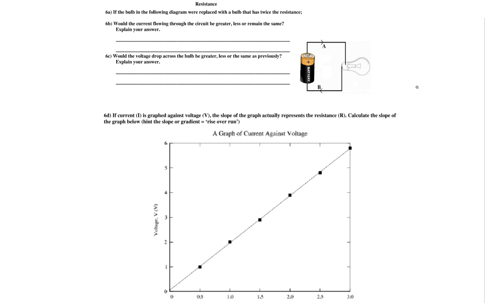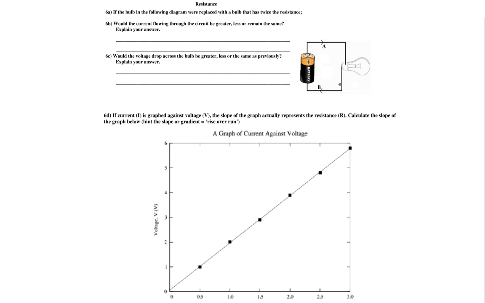But there's one more factor, one more piece to this puzzle, one more aspect that influences this too, and that's called resistance. So we've got a question here, and sorry, the numbering is a bit funny here, there's just two parts. If the bulb in this diagram were replaced with a bulb that had twice the resistance, how would that affect the current flowing around the circuit? So that's the first part here. How would that affect the current?